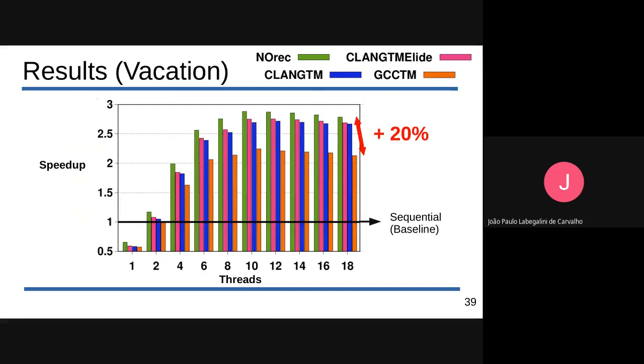This other result also shows very interesting results, showing that we can gain up to 20% in the vacation application. And in this case, it's interesting because our data flow analysis was able to elide transactional memory barriers that were not elided by GCC. And eliding additional barriers using the tm_elide annotation didn't improve the performance so much.